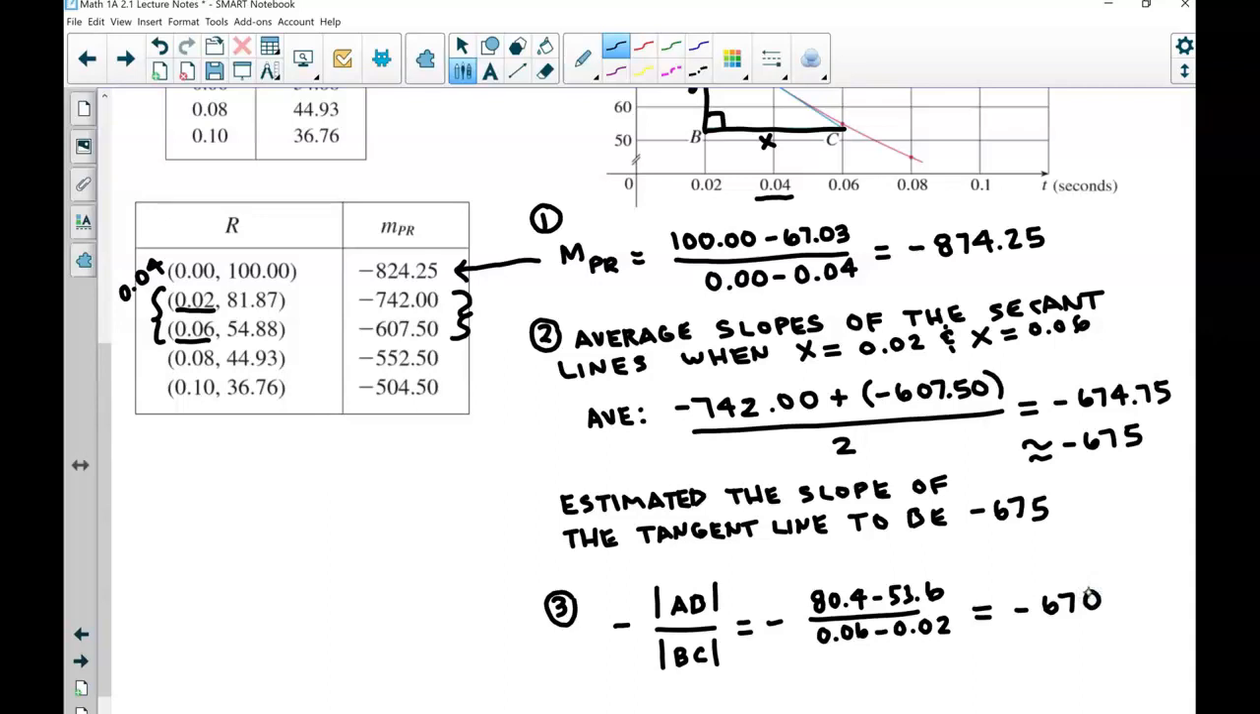Now again, we are estimating the slope of this tangent line, so it should be pretty close to negative 675. So yeah, it's off about 5 units there, but they are pretty close. Okay, so the physical meaning of the answer in this example is that the electric current that's flowing from the capacitor to the flash bulb after 0.04 seconds is about negative 670 microamperes.